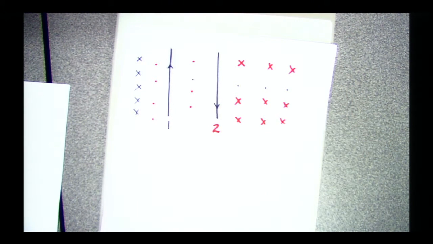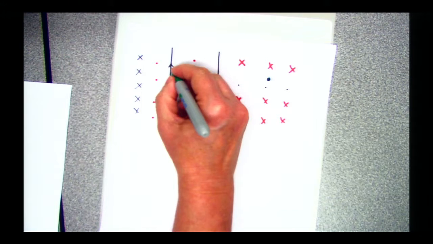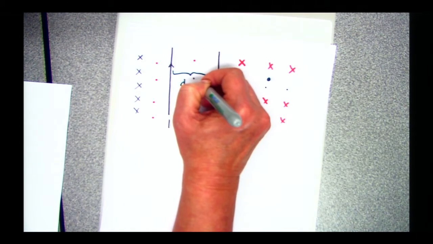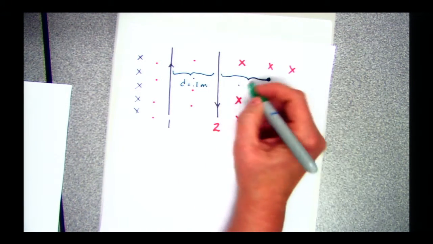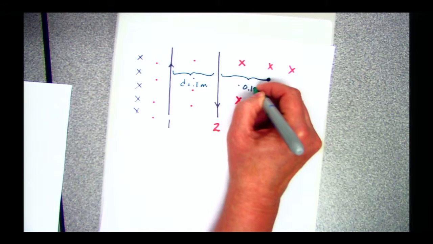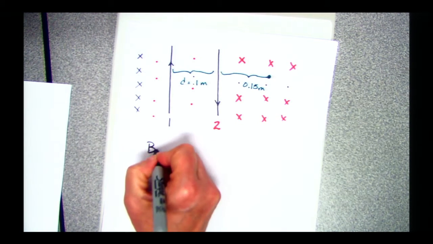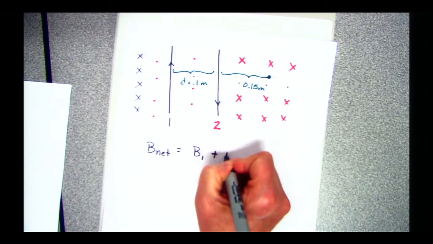So now if I want to find the field at this point here, the distance between these two, D, is equal to 0.1 meter. And now the distance over here, let's say it's equal to 0.15 meters. If I'm going to solve for my magnetic field, it's still going to be B net is equal to B1 plus B2.